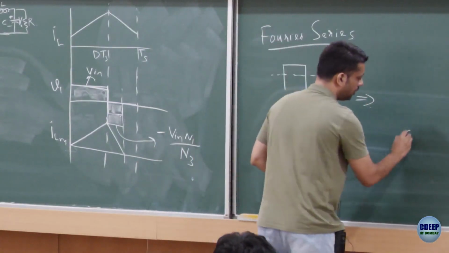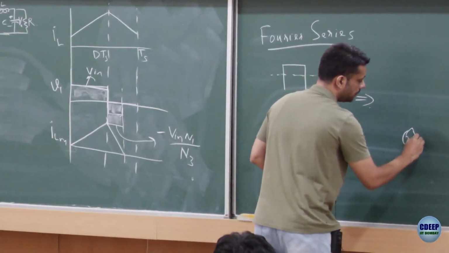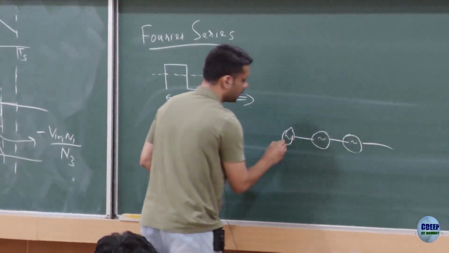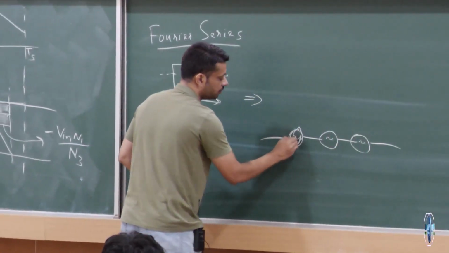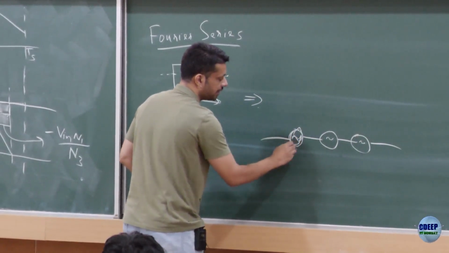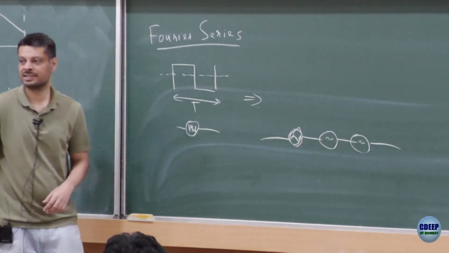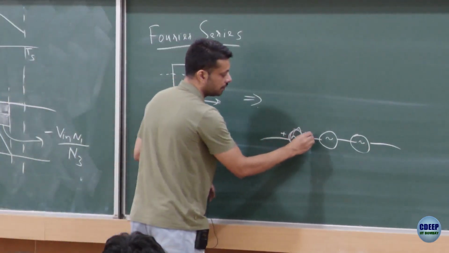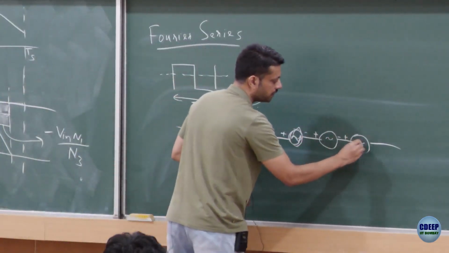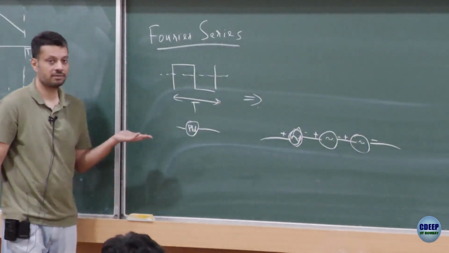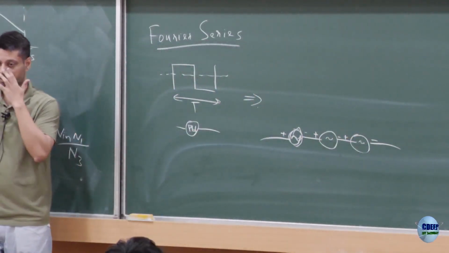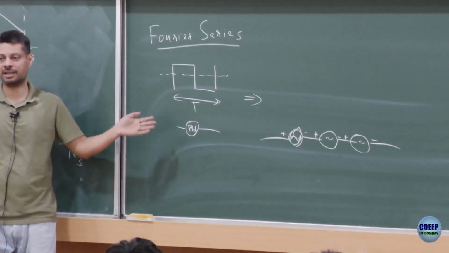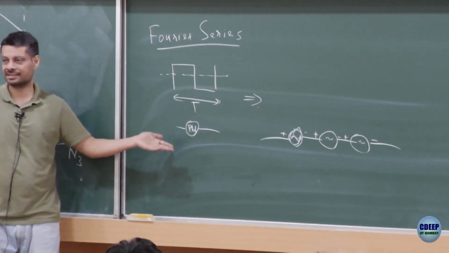This can be visualized. If you have a square wave source, it can be visualized as a combination of series connected multiple sources of different waveforms, all sinusoidal, of different frequency and magnitude, and they all collectively add and give rise to this square wave. That's what we mean by Fourier series. You can have a triangle wave as well, but I'm just taking the example of a square wave.